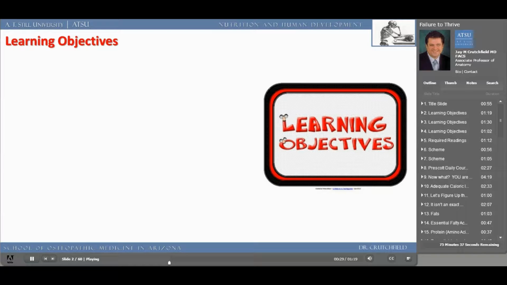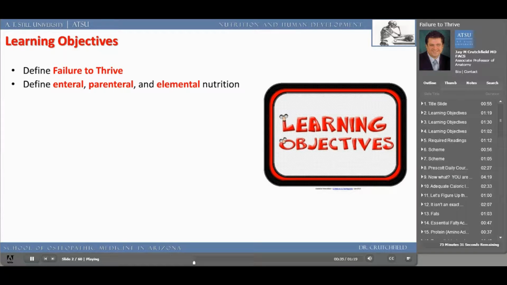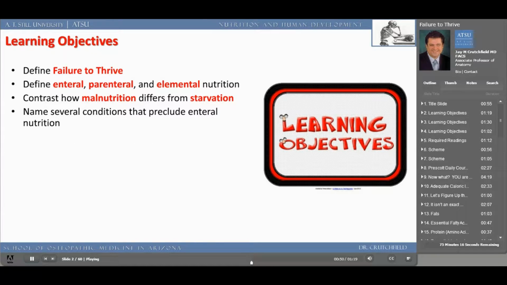First, we need to define failure to thrive. And then we need to talk about what is enteral nutrition, what is elemental nutrition, and what is parenteral nutrition. Then we need to talk about how starvation differs from malnutrition and several conditions that preclude the use of enteral nutrition. In other words, who can we feed and who can't we feed?